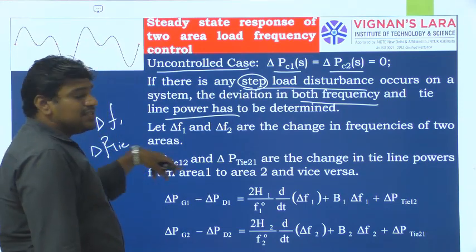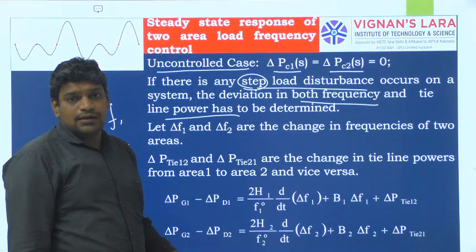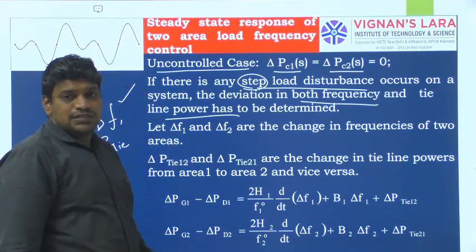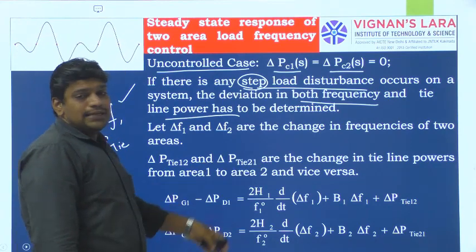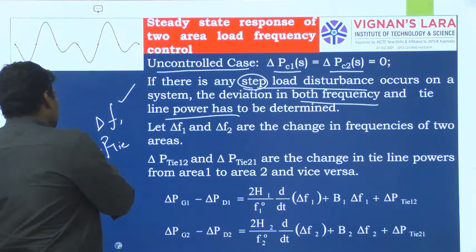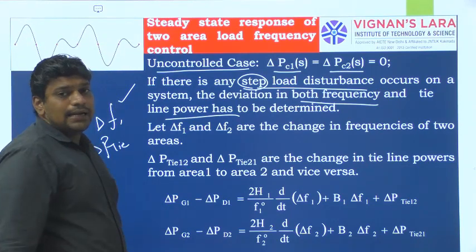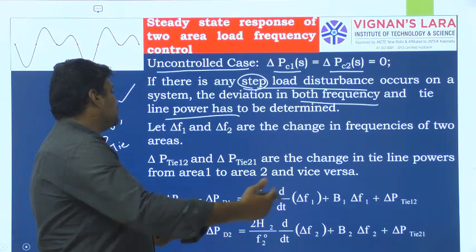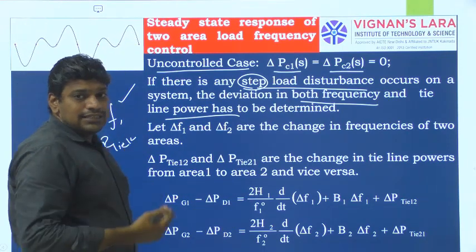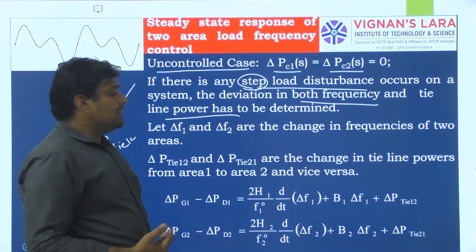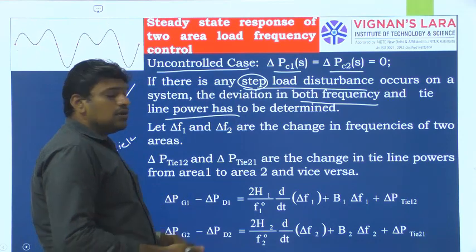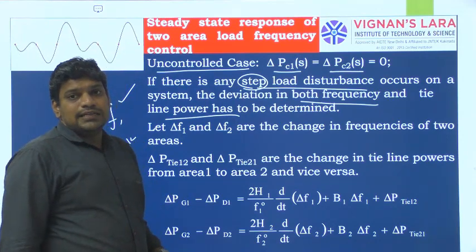In the case of a single area, the area control error has only the change in frequency on the occurrence of disturbance in the system. In case of a two-area system, the additional parameter will be the change in tie line power, delta P tie. If it is from area 1 to 2, you represent it as delta P tie 12. If the change in tie line power is from area 2 to 1, you can represent it with delta P tie 21. So these are the two parameters which contribute to the area control error in case of a two-area system.